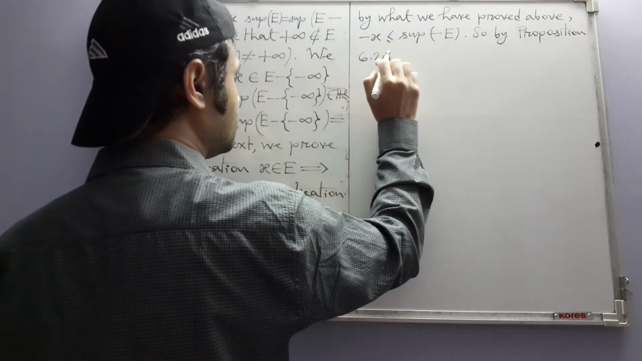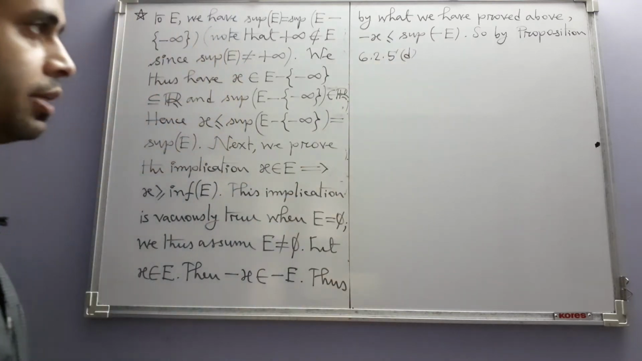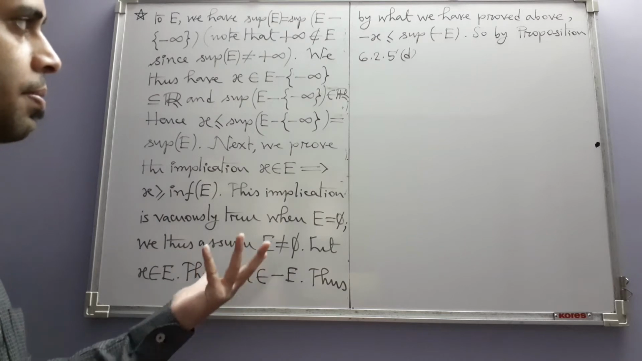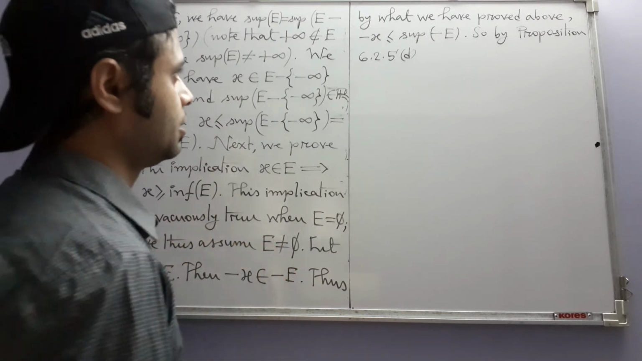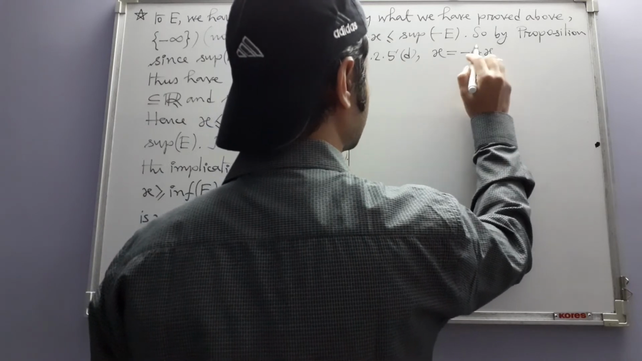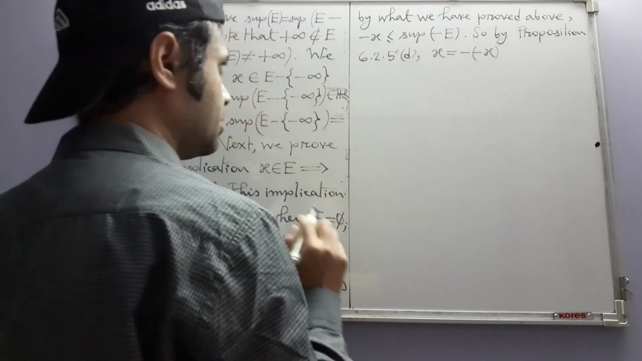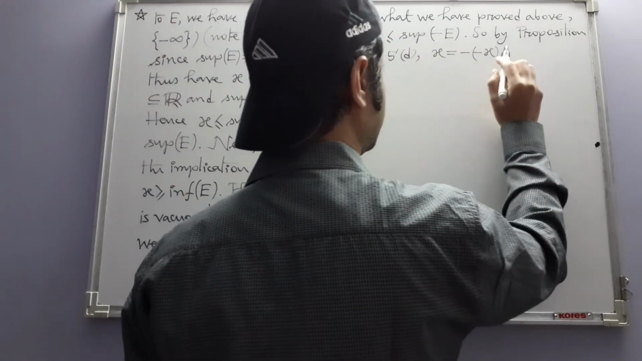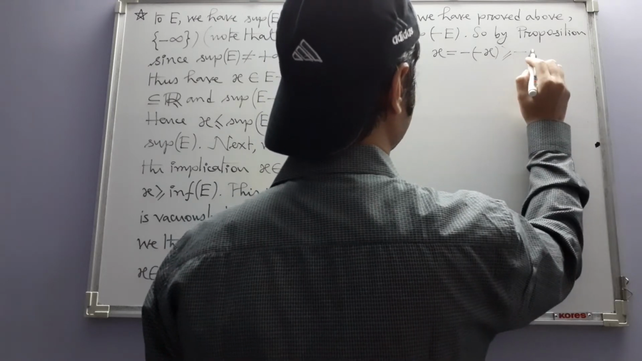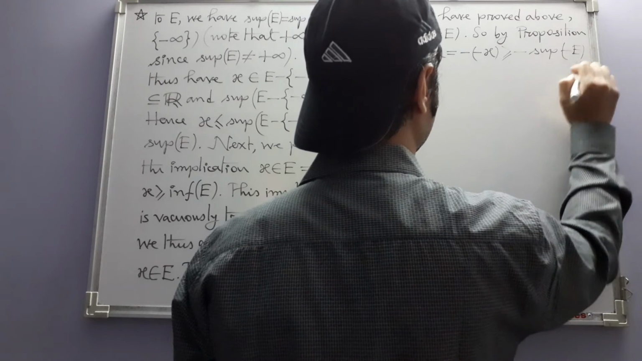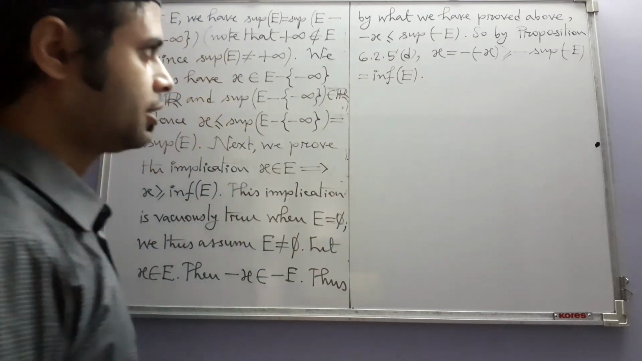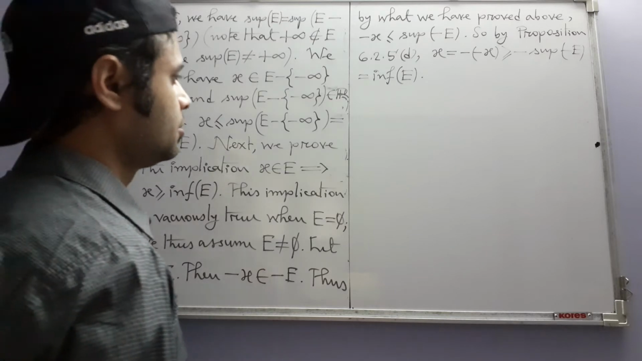By Proposition 6.5, part D, that is the previous exercise, the part titled "Negation reverses order": X is equal to minus of minus X. This we already know is true about negation of any extended real number. So minus X is less than or equal to this, so minus of that will be greater than or equal to minus of the supremum of minus E, which by definition is the infimum of E. So that's how X is greater than or equal to the infimum of E. So this completes part A.